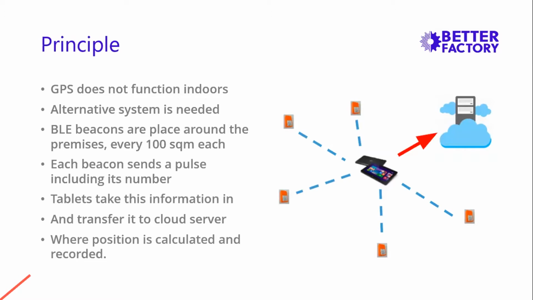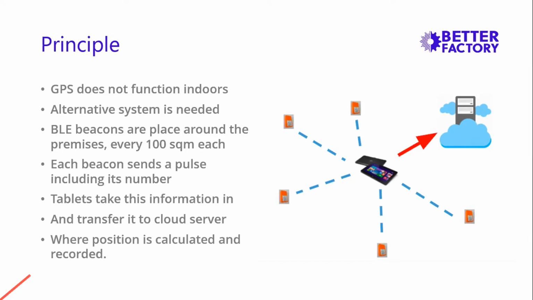In order to get the data of movement inside of the factory, we cannot rely on a GPS. That would be quite easy, but that doesn't work indoors inside of the building. So we need to replace the GPS by a certain system. In our case, you can see it in the image to the right.